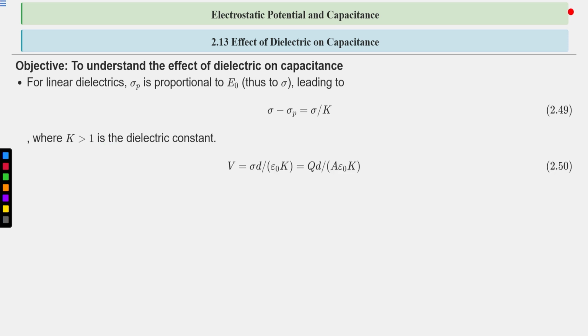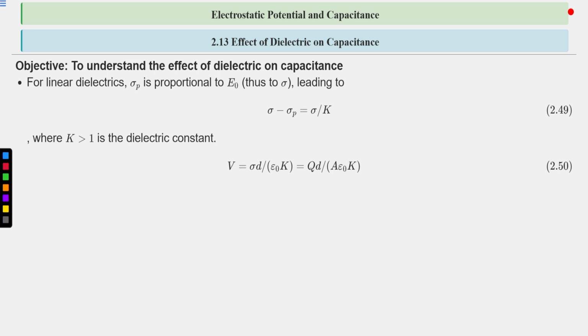So now what is V? V is equal to... what was V? In the place of sigma minus sigma p in the previous equation, what was there? Sigma minus sigma p, d upon epsilon naught. Now we will replace this sigma minus sigma p with sigma by K. So now the potential will become sigma d upon epsilon naught K, and this sigma is q by a.